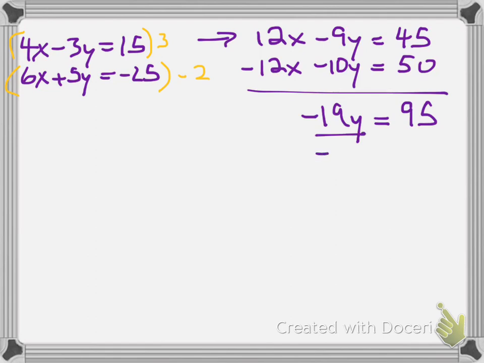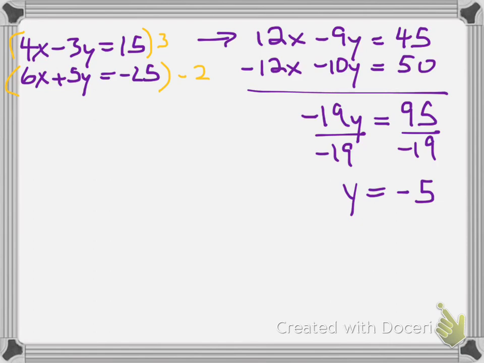Divide both sides by negative 19, and that gives us y equals negative 5. Is that right? Sure. Yeah. I think so. Yeah, because 5 times 20 is 100. So 5 times 19 is 95. Oh, I thought of a different one.